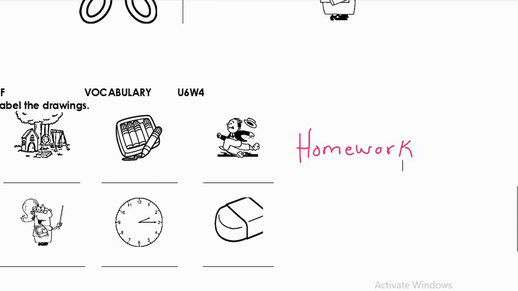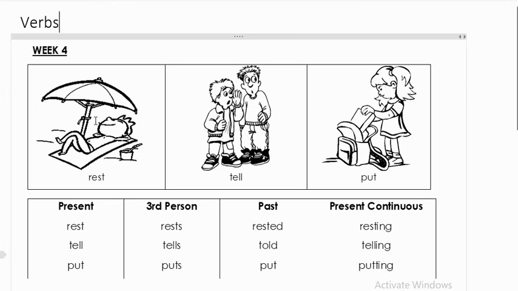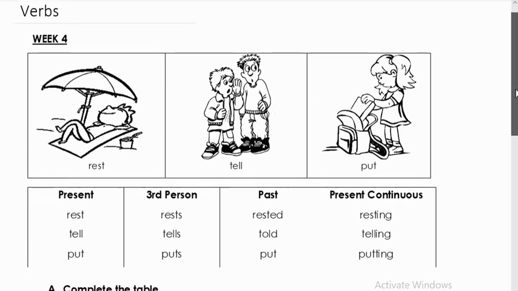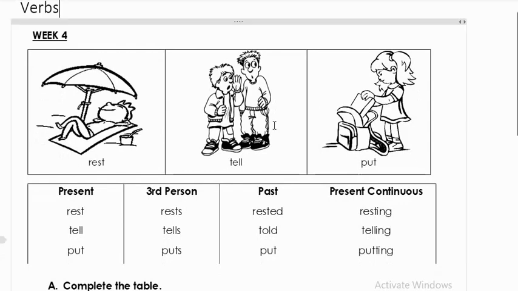Okay, now let's move on to the verb section. Okay, now we are going to start with our verbs, okay? We have these three verbs here. We have rest, we have tell, and we have put. Okay, don't forget that you need to color all the images that you can see on your screen, okay? I'm going to give you a brief definition of each one. First of all, rest.